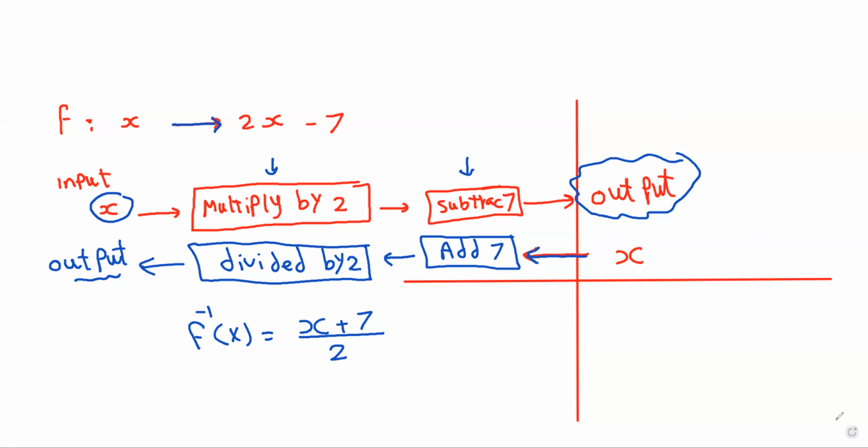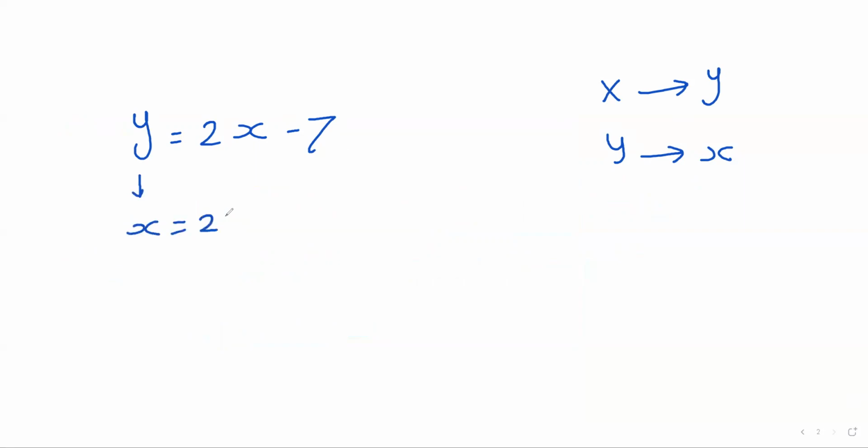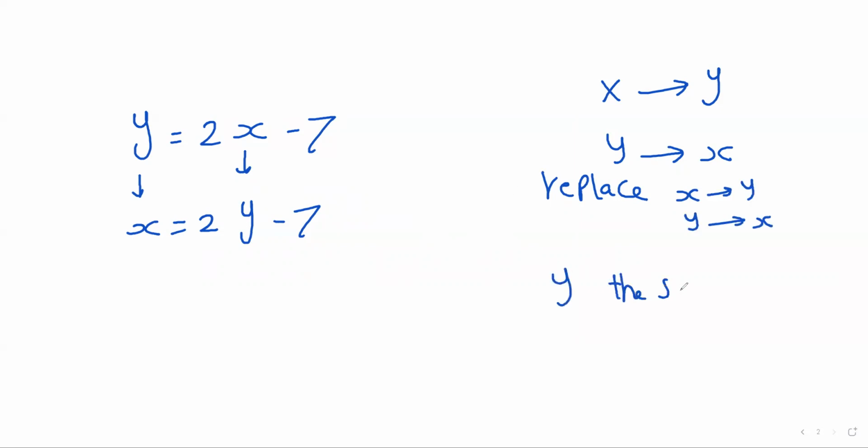This is one way to get the inverse function, or we can follow this way. y equals 2x minus 7. That's the function. To get the inverse function, just replace x by y and y by x. So x equals 2 times y minus 7. The first step is to replace x by y and y by x. The second step is to make y the subject.